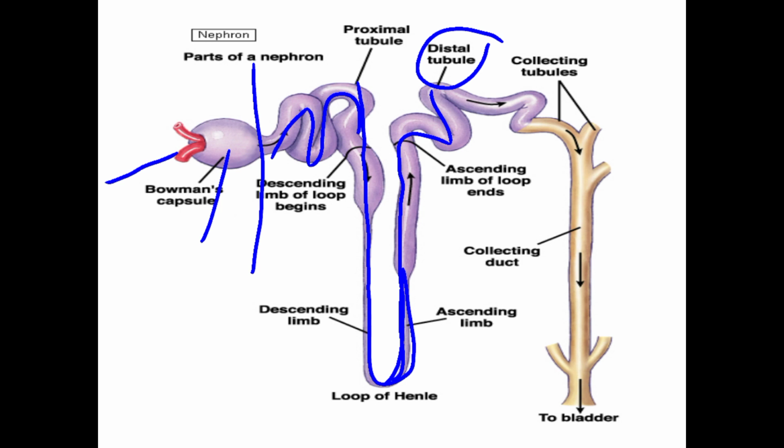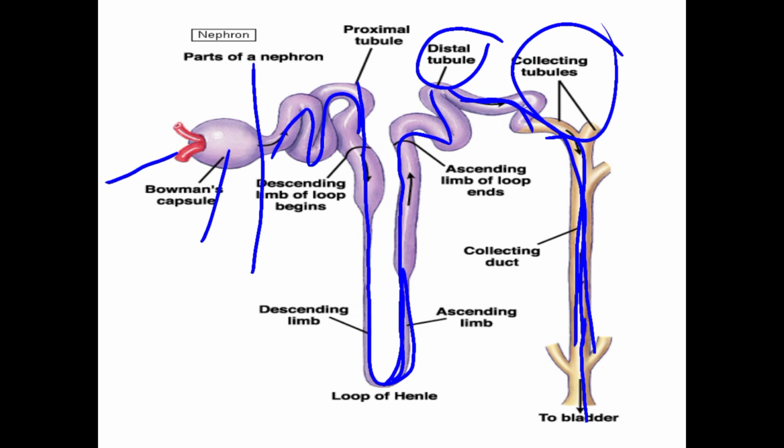Then there is the collecting duct. The collecting duct continues towards the bladder. These are the parts of the nephron. This is not a part of the kidney, this is the part of the nephron.